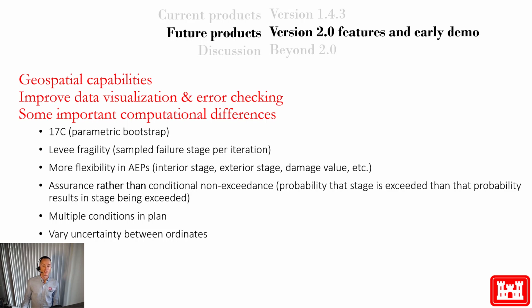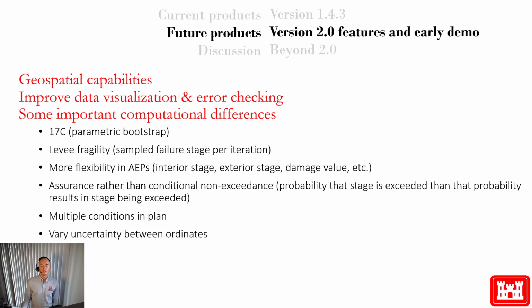There will be uncertainty around levee fragility, and this means interpreting the levee fragility curve as uncertainty in failure stage. And so FDA samples one failure stage in each realization as one version of reality, and all failures are incorporated across realizations. There will be more flexibility in annual exceedance probabilities. You'll be able to calculate annual exceedance probabilities for the interior stage, exterior stage, damage value, etc. Things other than just the channel stage.